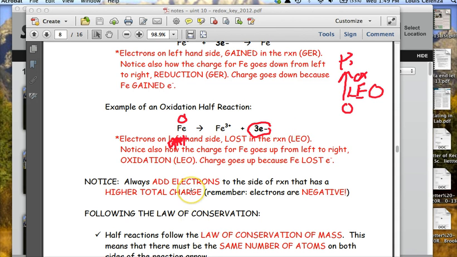And notice here, add electrons to the side of the reaction that has the higher total charge. All you have to remember is if it's reduction, the electrons are on the left side of the arrow. If it's oxidation, the electrons are on the right side of the arrow. That's all you have to remember.